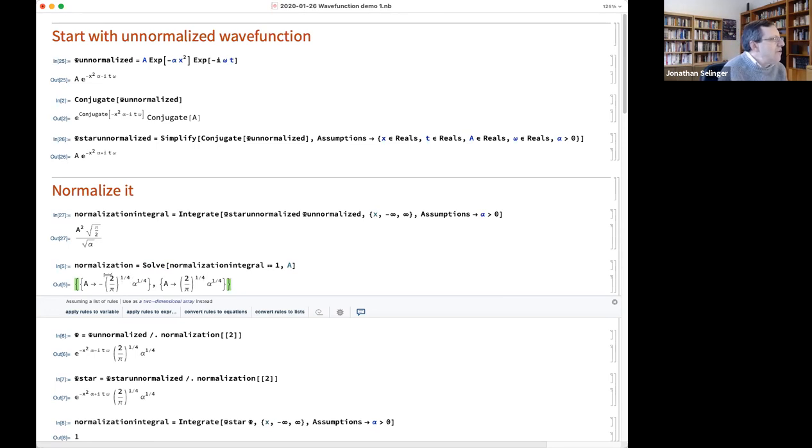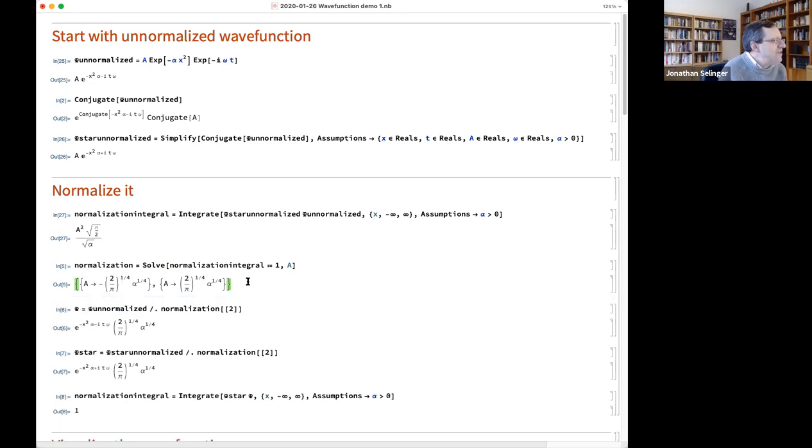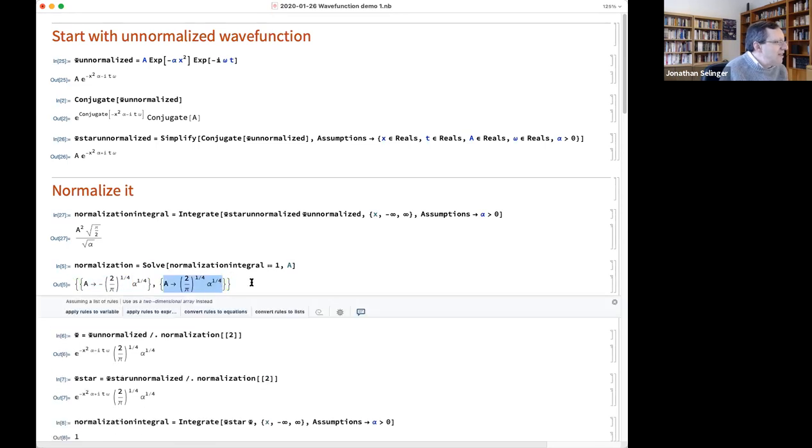Right? So Mathematica solves it. It gives 2 possible solutions for A. Right? A can be a negative number or a positive number. That's because I told it that A is real. Actually, if I had left A as a complex number, then it could only solve for the magnitude of the complex number. It couldn't solve for the phase.